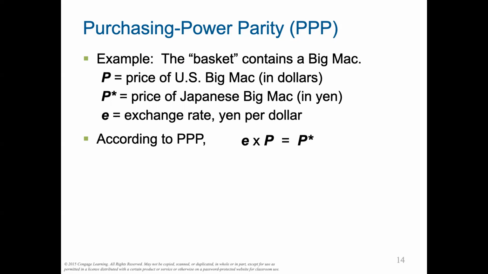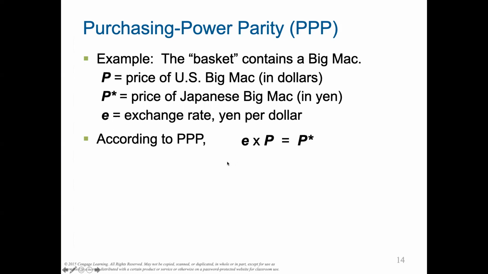So what are we saying? When you take the exchange rate, yen per dollar, and you take the price in the United States, if purchasing power parity was totally correct, then the price in Japan, for the Big Mac in yen, should be equal to the price in the US times the exchange rate, yen per dollar.